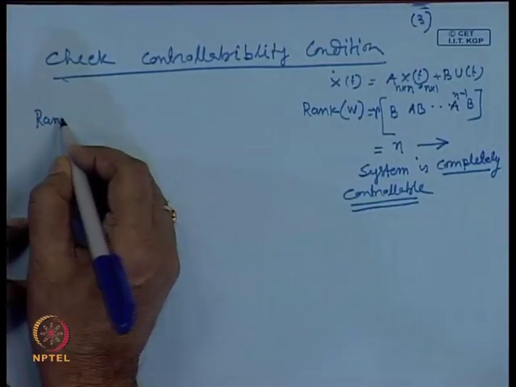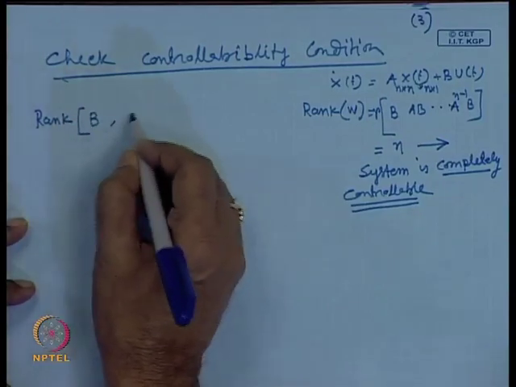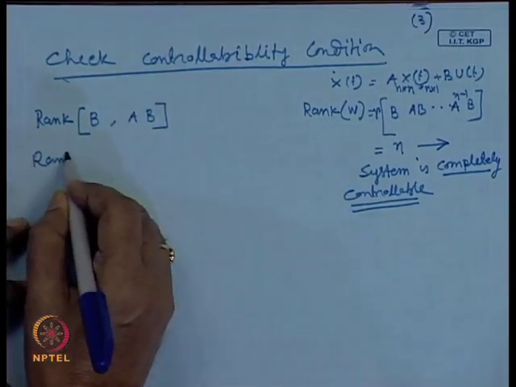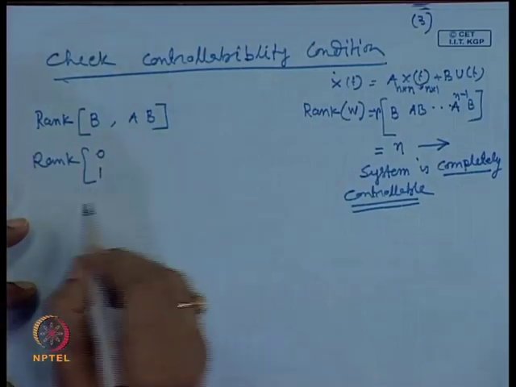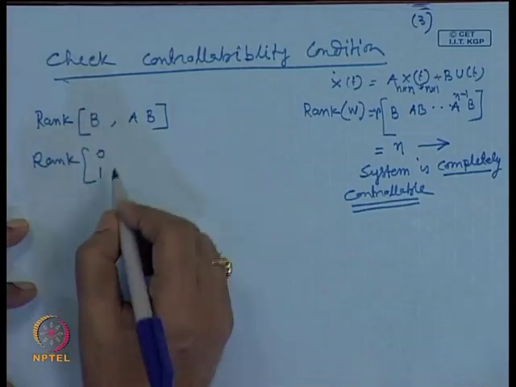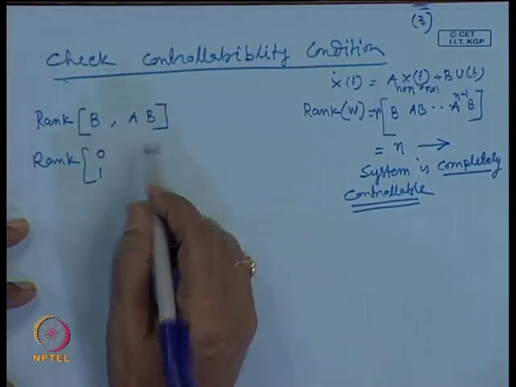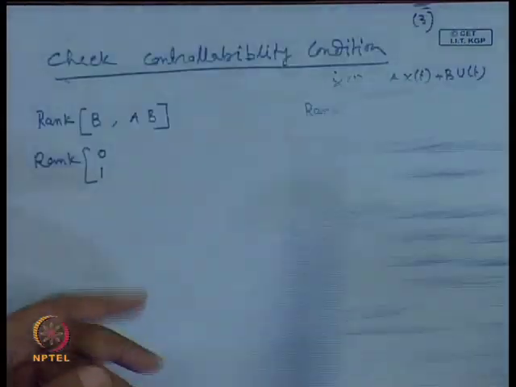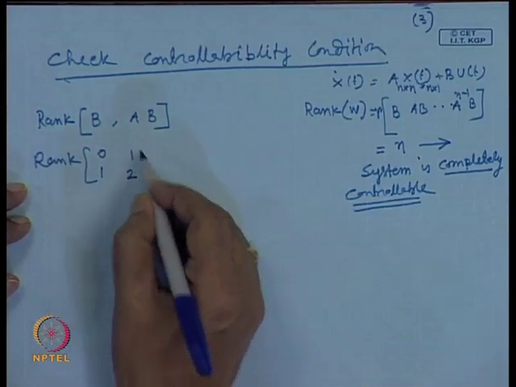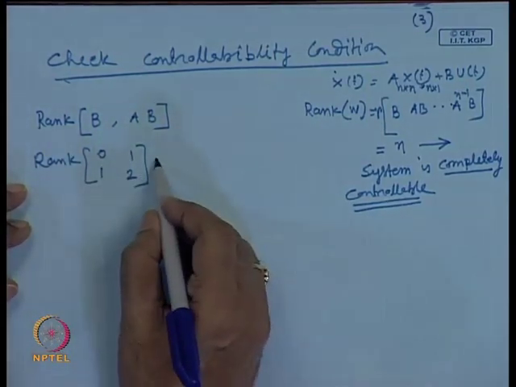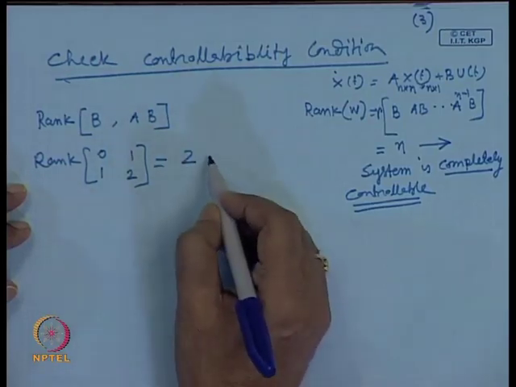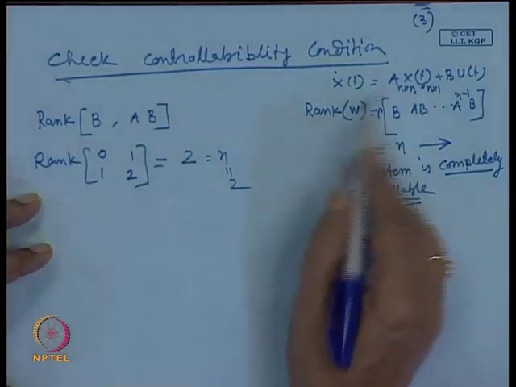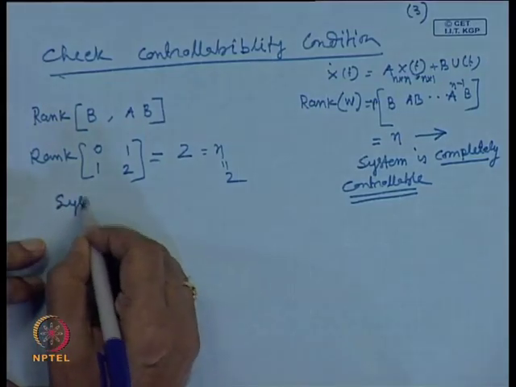So if you check this, we will find the rank of B, A B. In our case, the B matrix is 0, 1, a matrix of dimension 2 cross 1. Then if you multiply A into B, that will reflect the last column of A, so it will come out as 1, 2. So the rank of this matrix is clearly equal to 2, which is equal to n. In our case, n is equal to 2, since the order of the system is 2. So, the system is controllable.